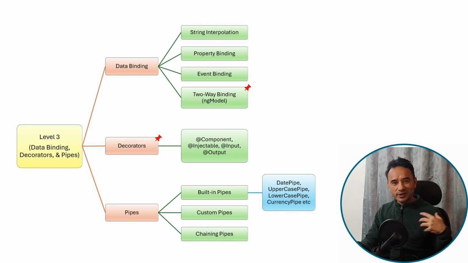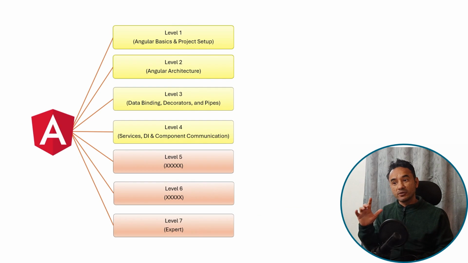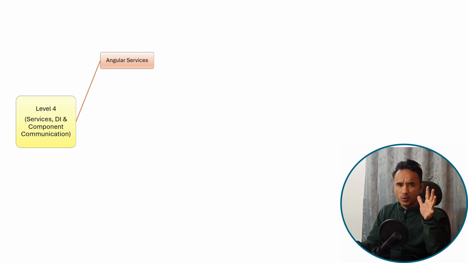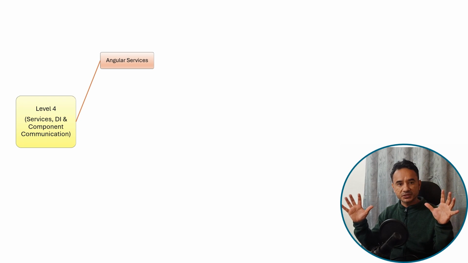Alright, so now let's jump to the next level, which is level 4. Here we will cover the services, DI and component communication. Alright, let's begin. Here is level 4. Here first talk about the services. Very important. They are like the backbone of your Angular app. They help you write complex big applications which can scale. Okay, scales means can become bigger applications.